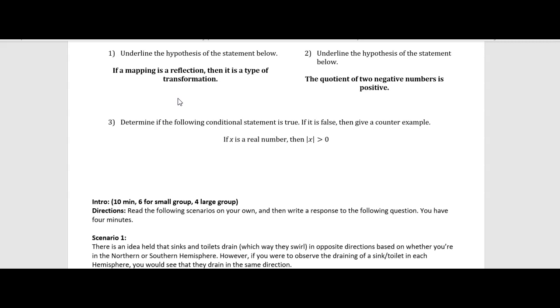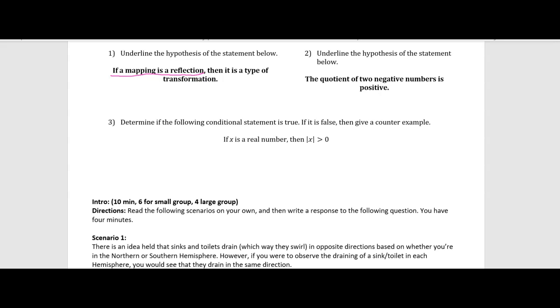Okay, so if we remember, the hypothesis is going to follow the word if. In our first statement, if a mapping is a reflection, then it is a type of transformation. So our hypothesis is if a mapping is a reflection. Our conclusion follows the word then, so our conclusion is it is a type of transformation.